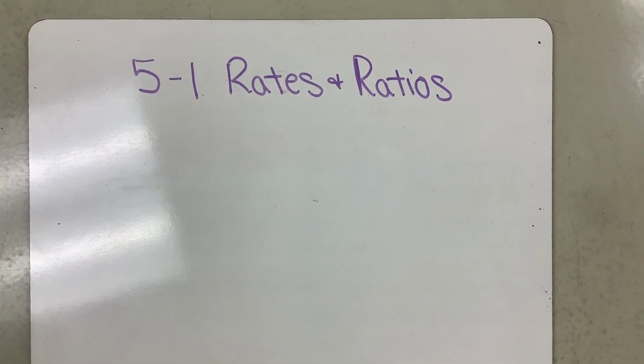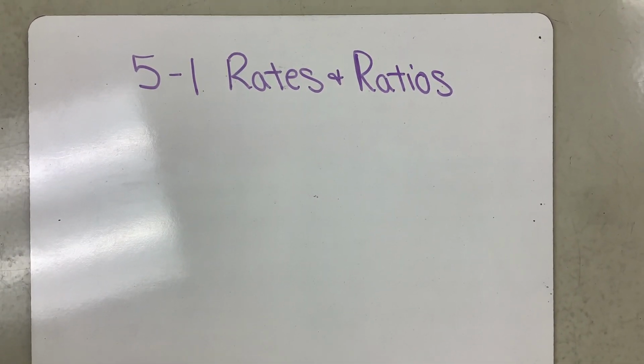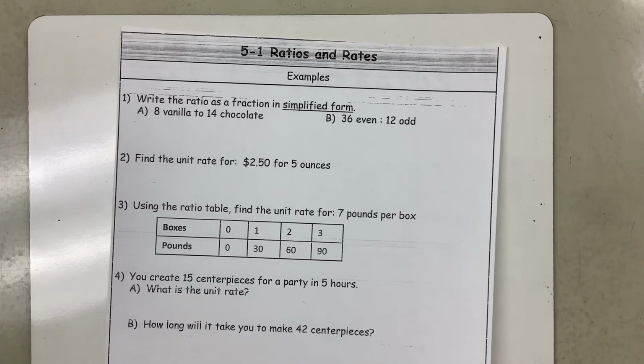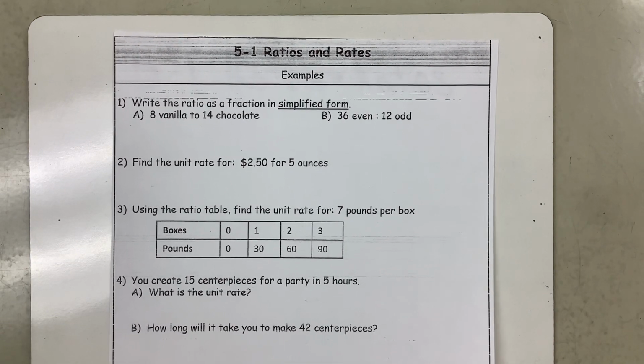Welcome to topic 5. We are going to be talking about rates and ratios, proportions, and we're going to get into some graphing in this unit. All right, so for rates and ratios, this is something that was covered in 5th grade, so today is a review. Of course, we're going to be taking these a little bit farther.